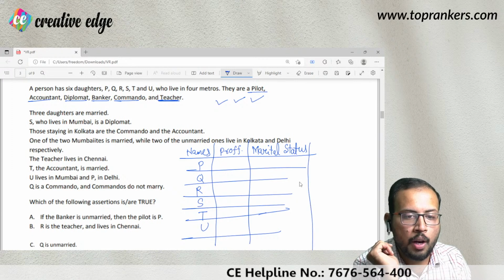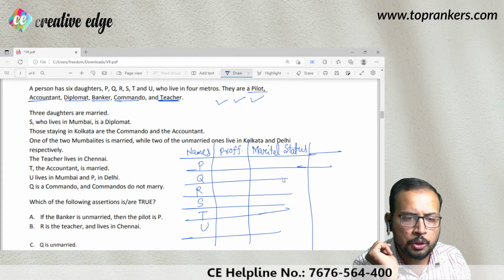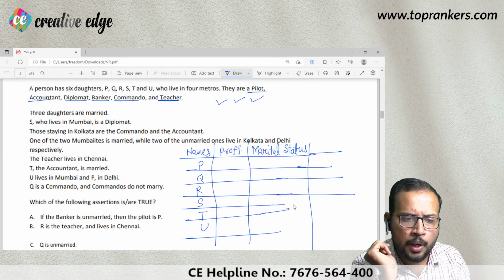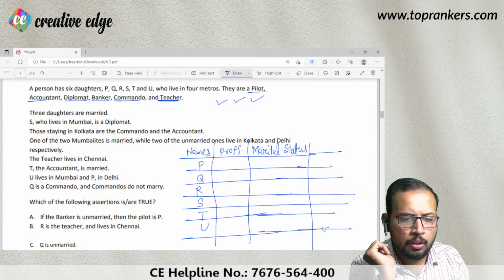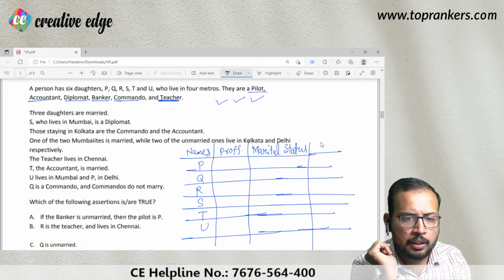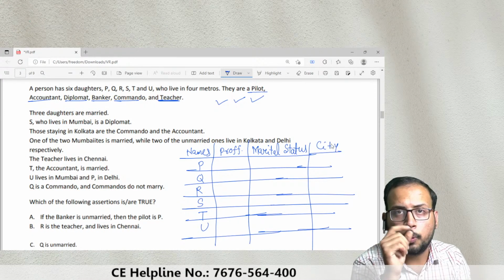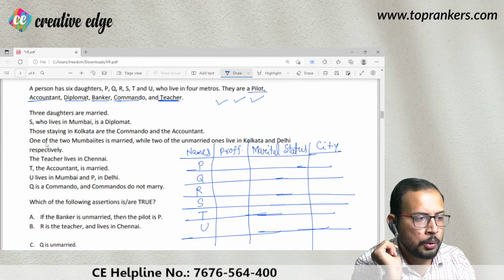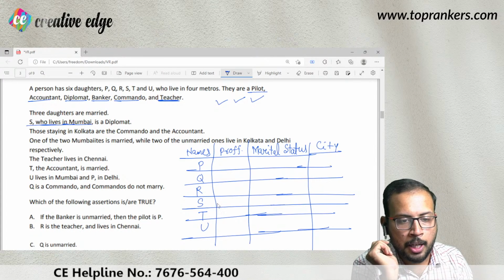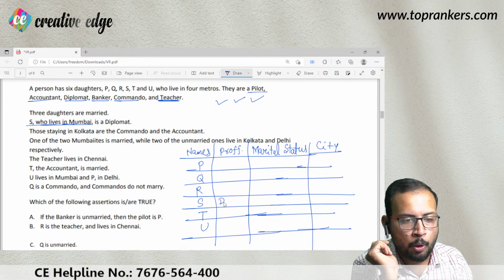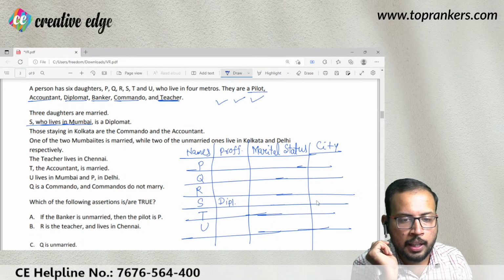So you can see that you have four variables in this question. So this question is going to be very interesting to solve. ठीक है? So यहाँ पर city किस में रहते हैं? This is what I'm going to write. So S who lives in Mumbai is a diplomat. So S के बारे में मुझे बोला गया है कि उसका प्रोफेशन तो डिप्लोमेट है और वो रहता मुंबई में है.